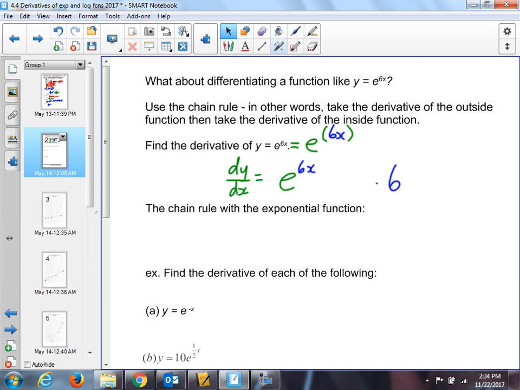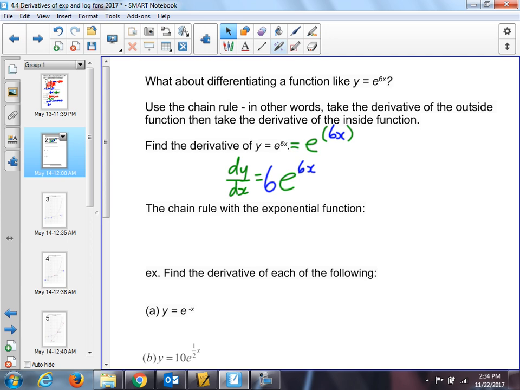I'm going to get rid of the dot. So, it's just typical that you'd put the number in front. If you do put it behind, put it in brackets. So, do you see where this comes from? That's the chain rule. The inside derivative is 6.